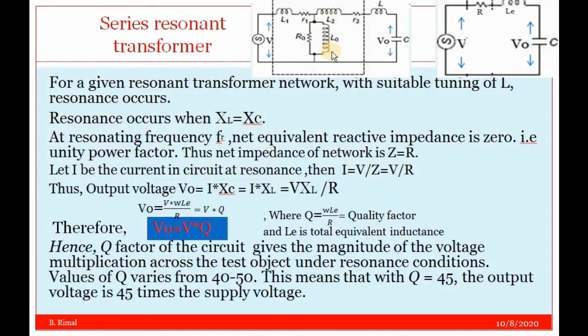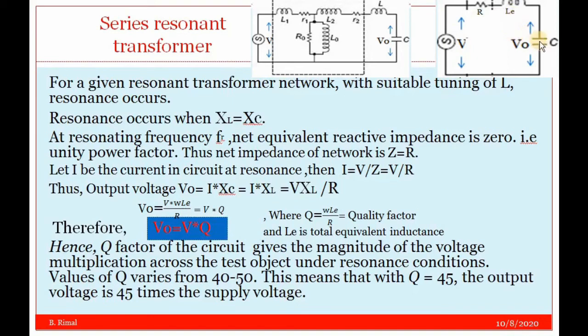This equivalent circuit can be simplified into this circuit, where R is the total equivalent resistance from this circuit, L is the equivalent inductance from this circuit, and C is the capacitance. Let V naught be the output voltage across the capacitance C. Now we have to tune the value of L so that resonance occurs. As we discussed on the series resonance circuit, resonance will occur when the inductive reactance and capacitive reactance are equal.